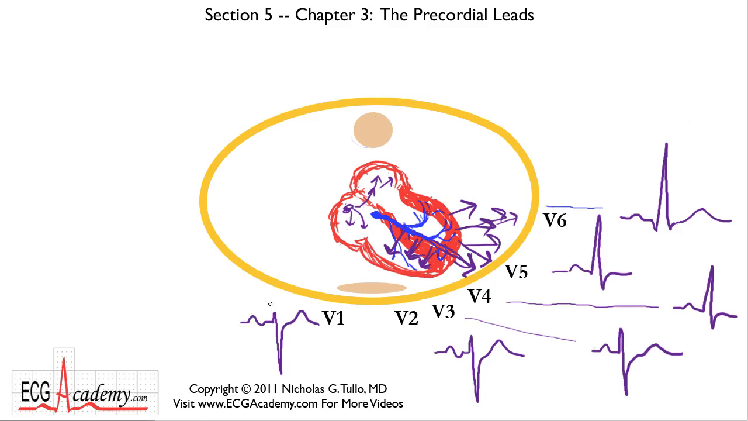So you can see that the R wave gets bigger and bigger and bigger across the precordium, and the S wave will gradually get smaller and smaller. And the reason that's so is because we're seeing different electrical views of the heart. As we get further around the back end of the heart, we see the ventricle growing larger and larger. Why? Because the left ventricle is indeed a posterior structure, and V6 is seeing the backside of the heart a lot better than V1 is.